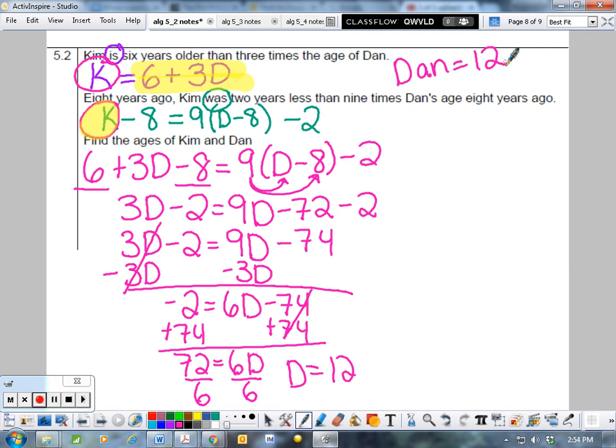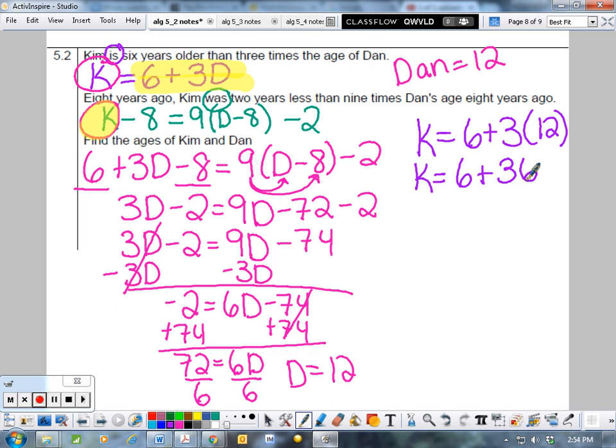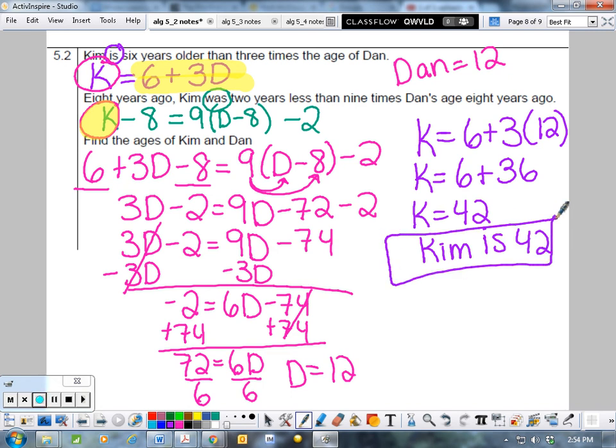But now I still have to figure out how old Kim is. So I'm going to go back to Kim in purple. Kim is 6 more than 3 times Dan's age. Since Dan is 12, Kim is 6 plus, and then I do multiplication first by order of operations, so 3 times 12 is 36. Then 6 plus 36 gives me 42. So Kim is 42, and Dan is 12.